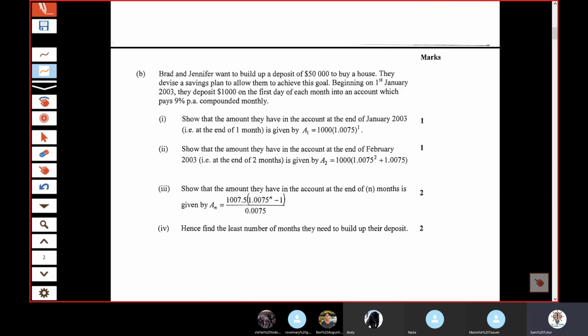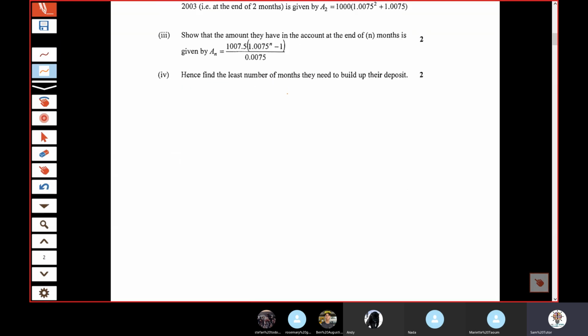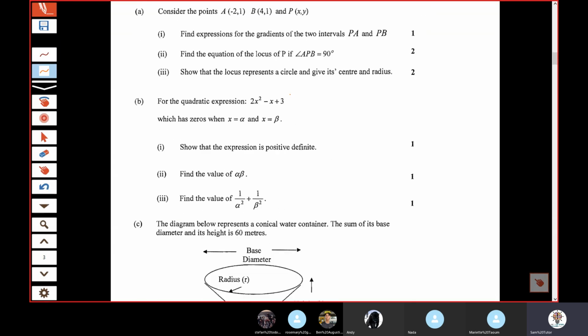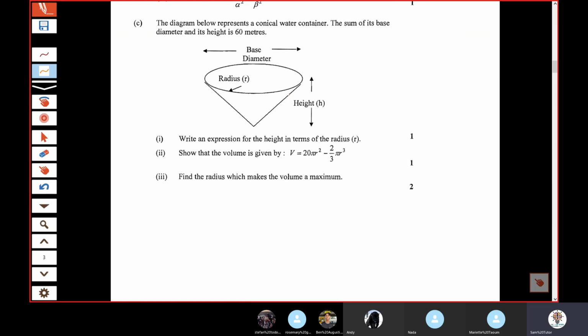Oh, and obviously, what else is in questions 9s and 10s? This beautiful one. Loan repayment and superannuation. But anyways, move on.